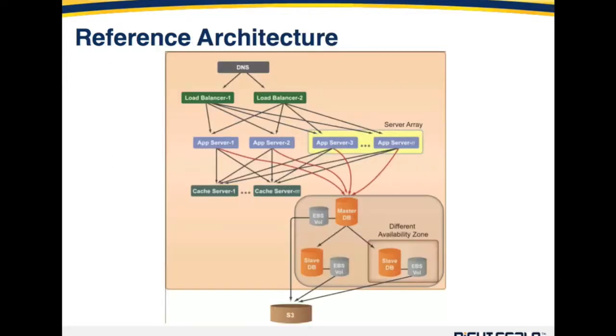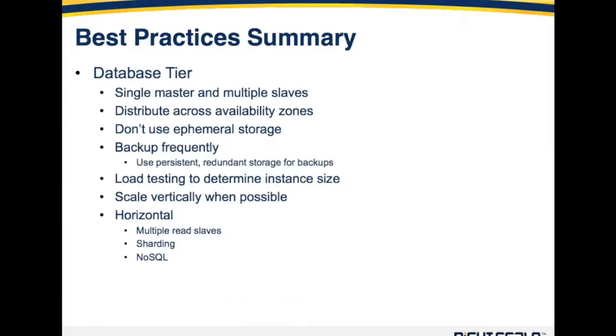And lastly, we'll give a brief recap of the best practices of the database tier. Now, for the database tier, we recommend that you use a single master and multiple slaves if budget permits, and that you distribute this master and this slave or slaves across availability zones. Again, the same common theme here. Use those availability zones to increase the overall availability of your application.